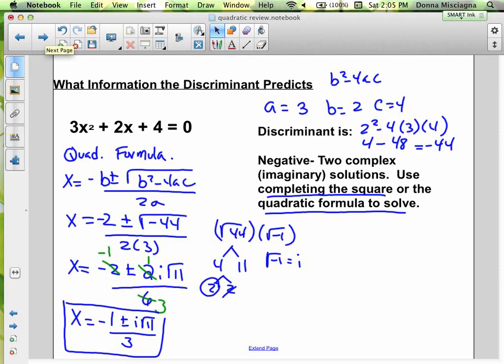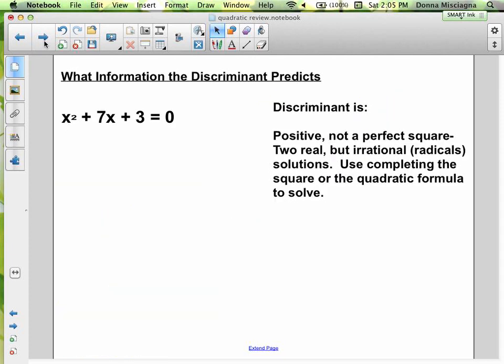Well, when I told you you had oodles of space on the next page, I guess I was lying, because unless you write really small, you might need to use some of that space at the bottom there. Of course, we've got the space under the discriminant there on the side of your notes. All right, let's look at this one.